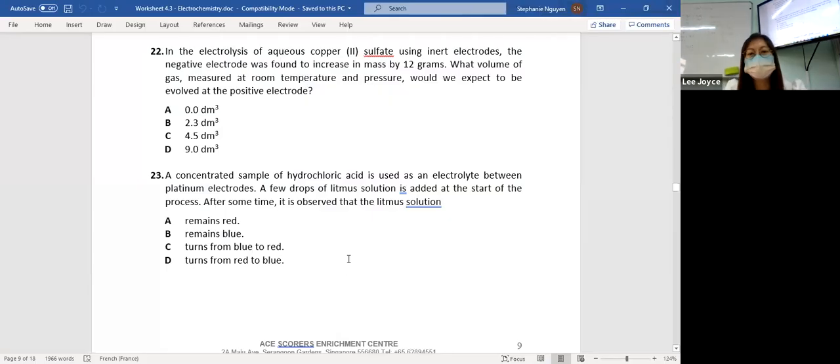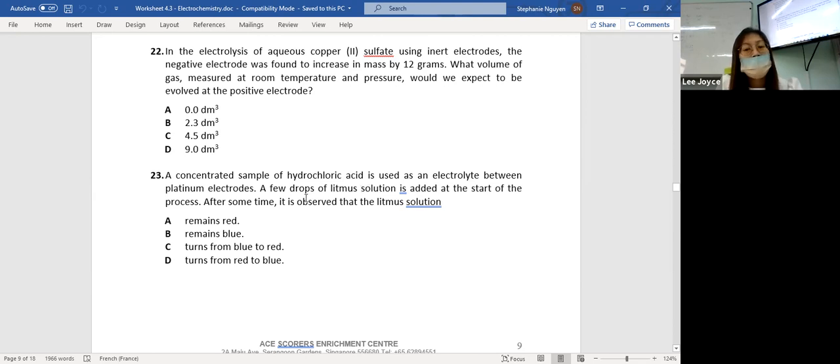For question 23, concentrated solution again, and they're using the inert electrode. So in the start, we add a few drops of litmus solution. Now because this is an acidic solution, the litmus solution will turn red. The litmus solution will start off with the red color first, and now we're going to observe whether there's any color change or not. So what are the ions that will be discharged at the anode and the cathode? At the anode, it should be the chloride ions, and at the cathode, it will be the H+ ions. So are the hydroxide ions being discharged?